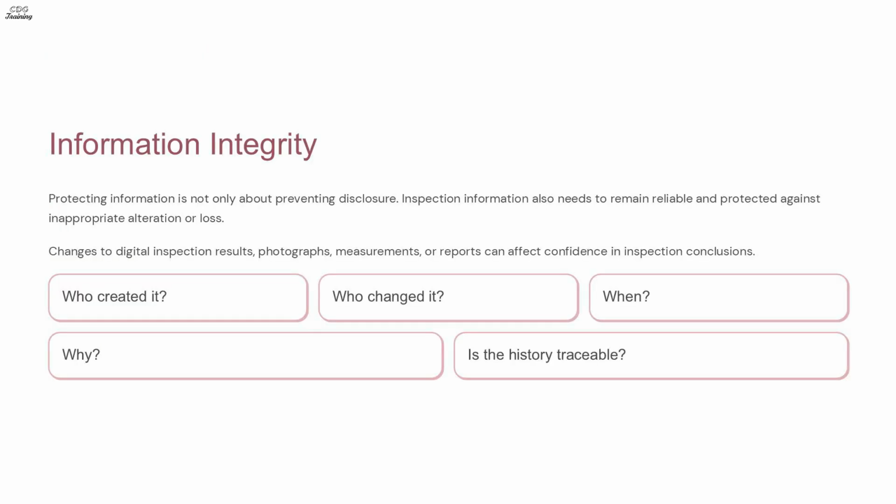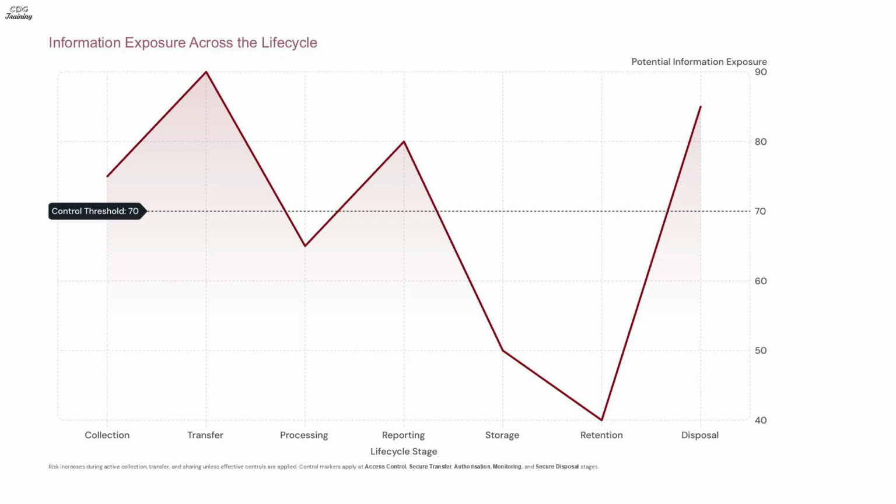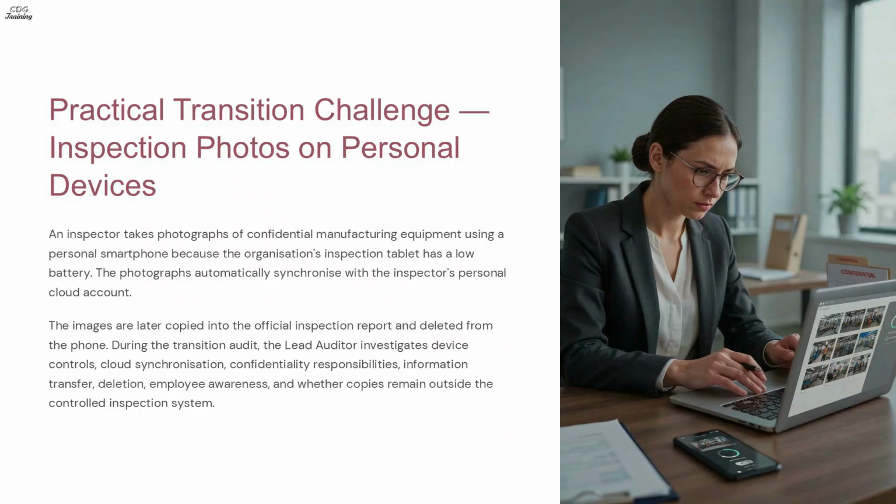Maintaining information integrity involves tracking changes and ensuring the history of inspection information is traceable and reliable. Information exposure varies across the lifecycle, requiring careful monitoring and control to prevent breaches. Using personal devices for inspection photos poses challenges, requiring synchronization and careful management to maintain confidentiality.